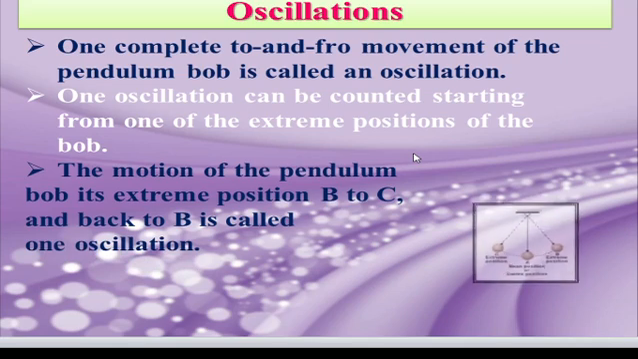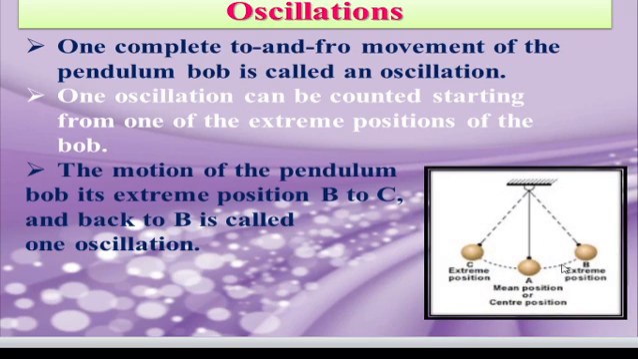I will show you a further example. See here. Suppose B is one of the sides, B or C. Now you take the bob at B, the extreme position. OA is the mean position and B is the extreme position. Suppose this is the extreme position. When I release, this bob oscillates. Suppose this bob goes to the point C and returns back to B. So this is called one oscillation. C and come back to B. This is one oscillation.